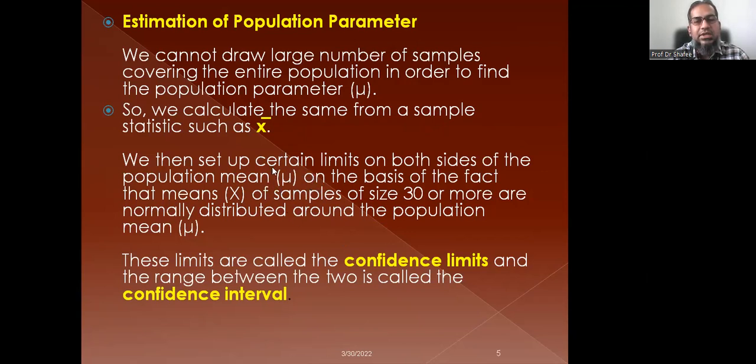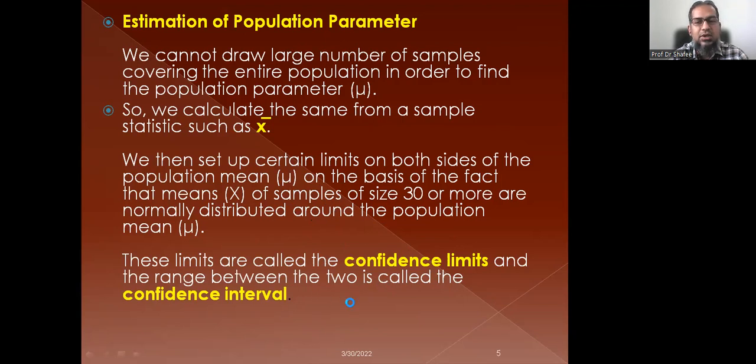So we can set limits on either side of the population mean: plus 1.96 on the right side and minus 1.96 on the left side. That will become the certain limit. We know that within 1.96 on either side of the population mean, 95% of observations will fall. This is the characteristic of the normal distribution curve. These limits are called confidence limits, and the range between these two is called the confidence interval.